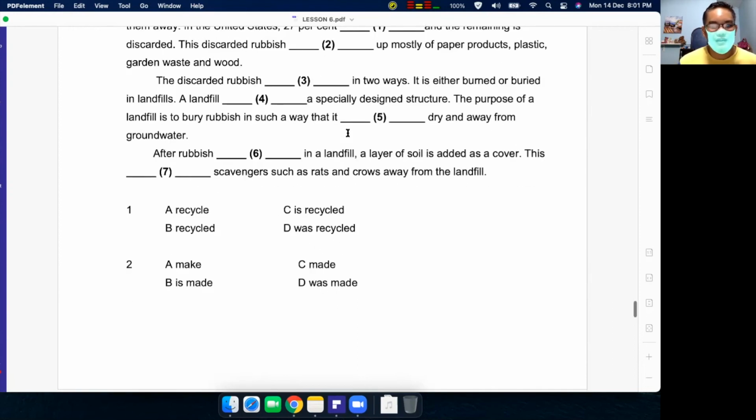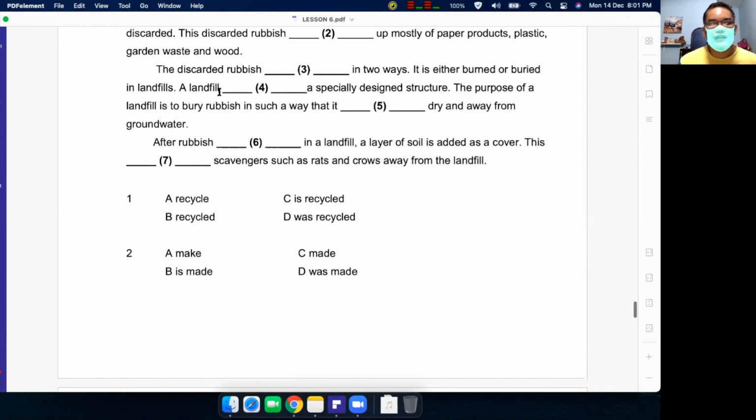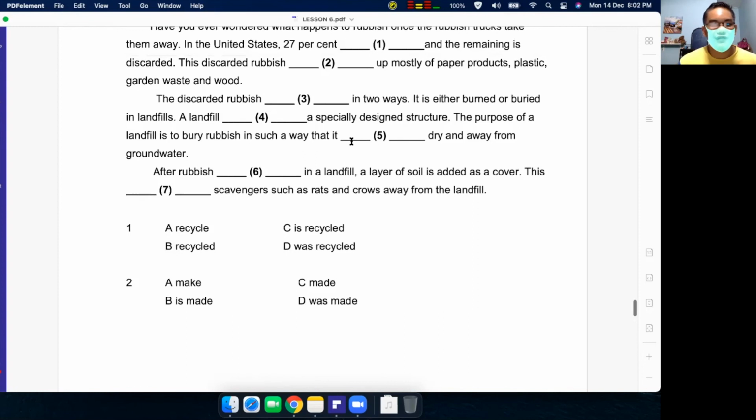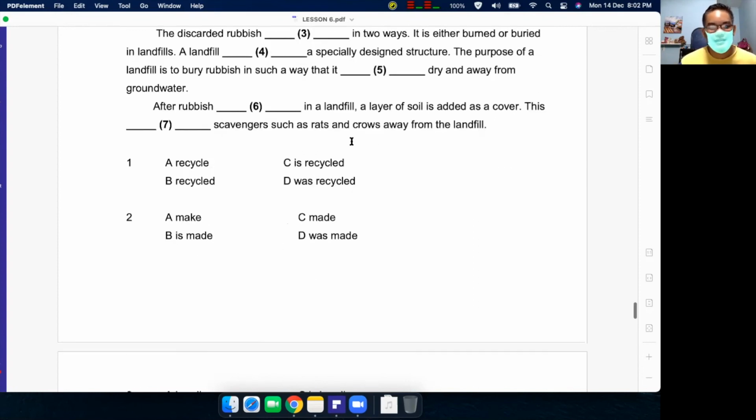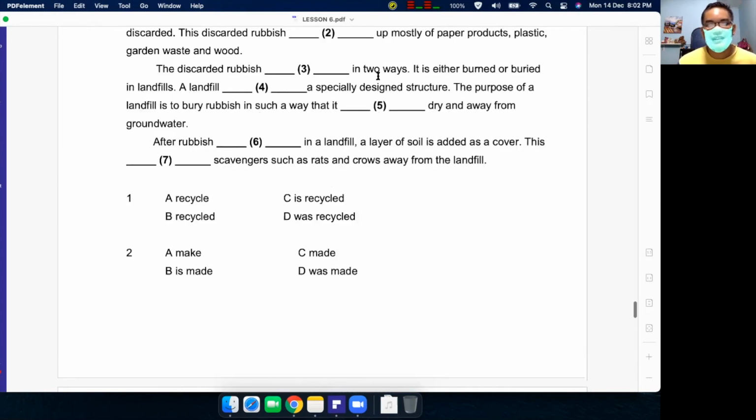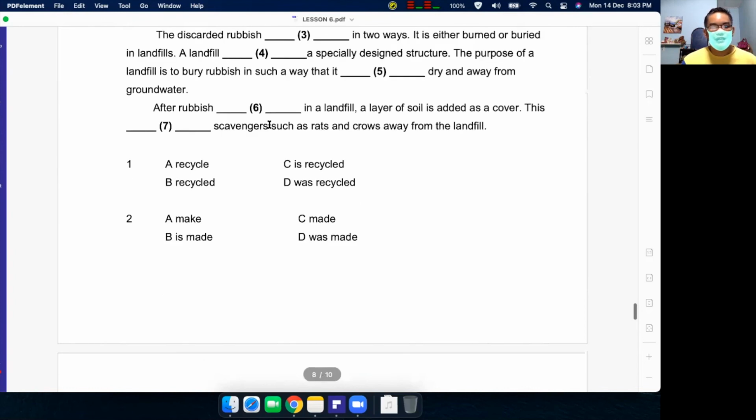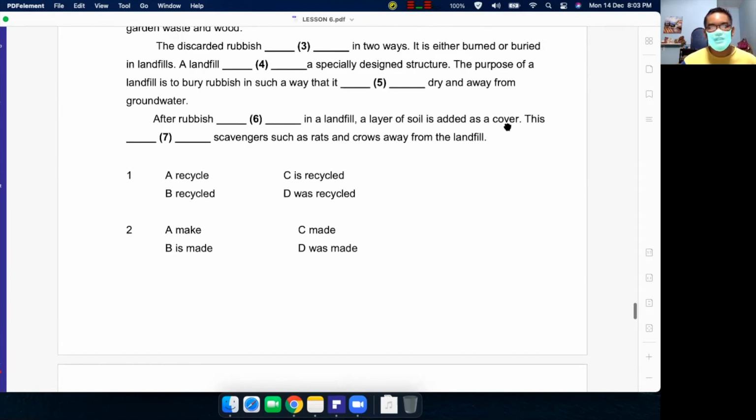A landfill is, are, has been, had been. A landfill is a specially designed structure. The purpose of a landfill is to bury rubbish in such a way that it is kept dry and away from groundwater. Question number 6. After rubbish has been dumped in a landfill, a layer of soil is added as a cover.